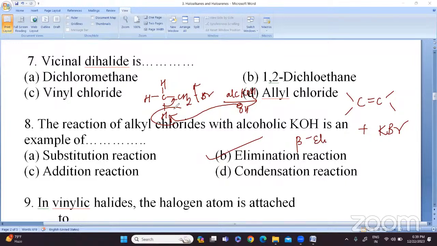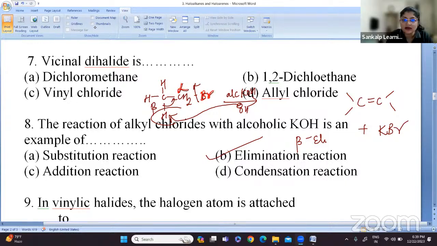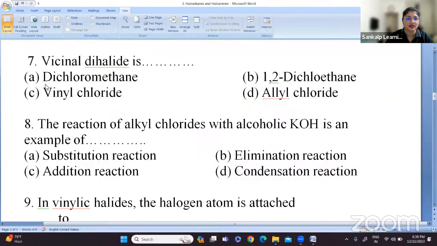This is your alpha hydrogen, because it is on the carbon next to the halogen group, and this is your beta hydrogen. So it is called beta elimination, because the hydrogen is eliminated from the beta carbon. The OH will abstract this hydrogen, and in turn the carbon will take the bromide along with it. So this is an example of elimination reaction.